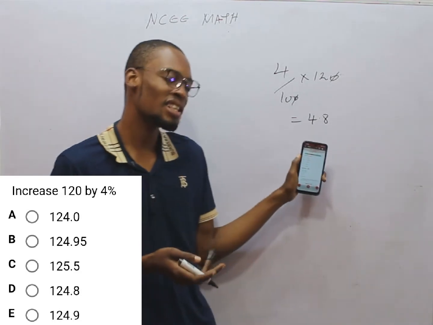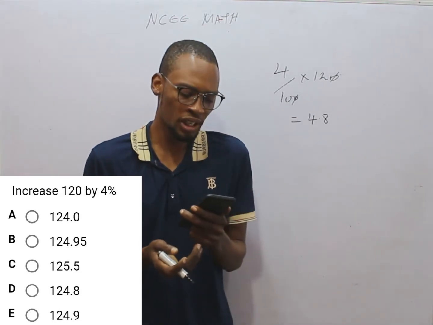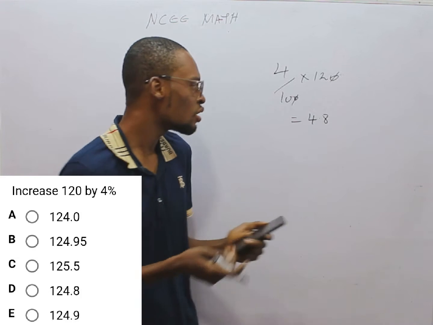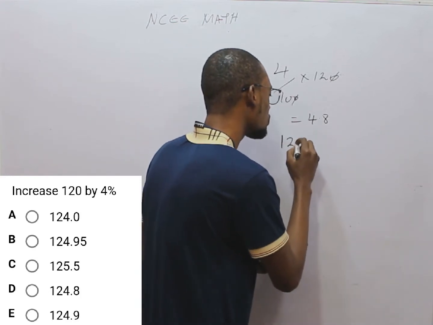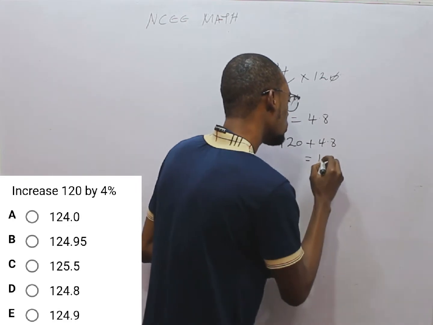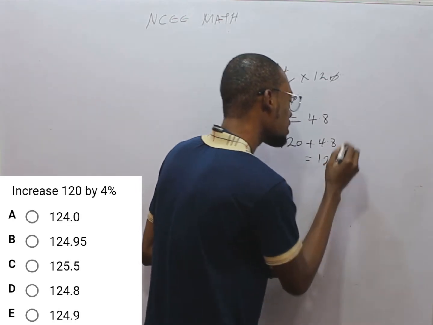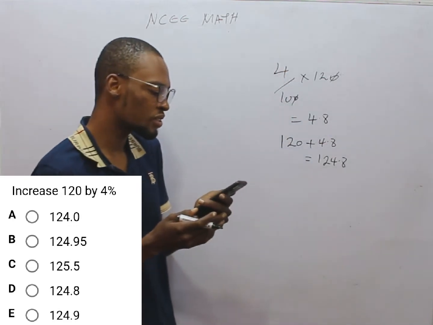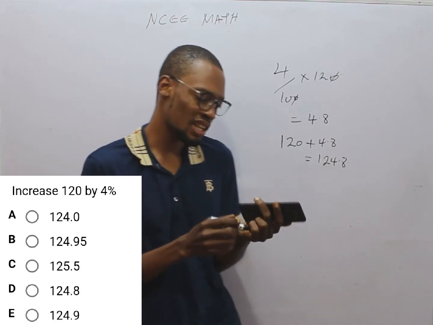But this is not our answer. We are asked to increase 120 by 4%. We simply say 120 plus 4.8. We've increased it. That should give you 124.8. Option D is the correct answer.